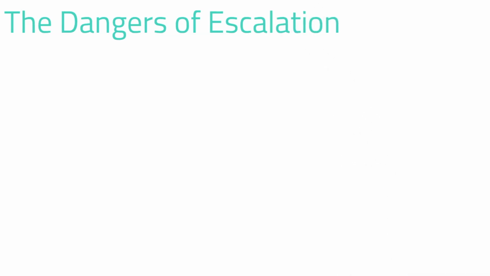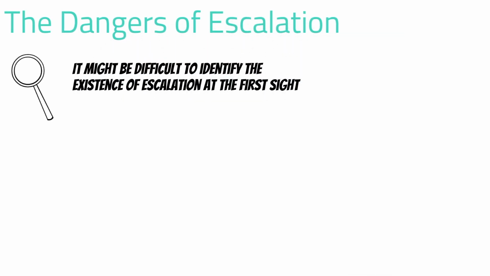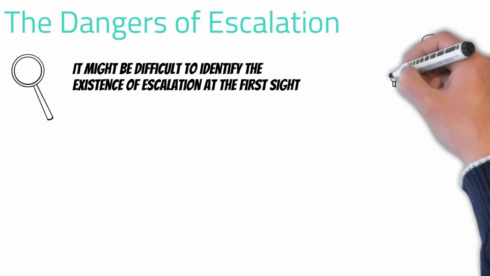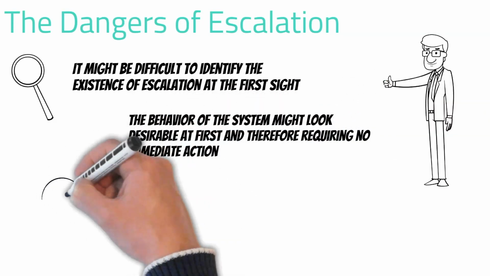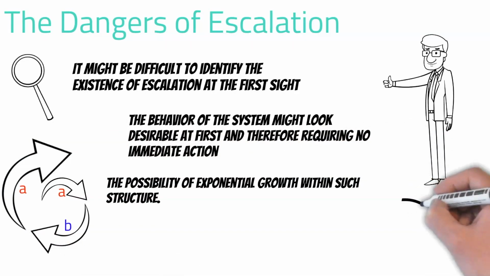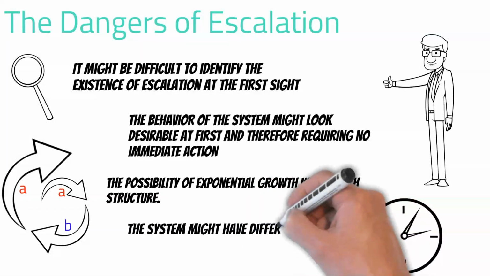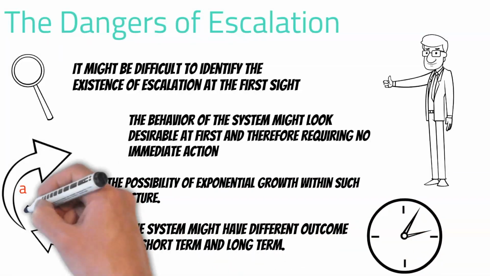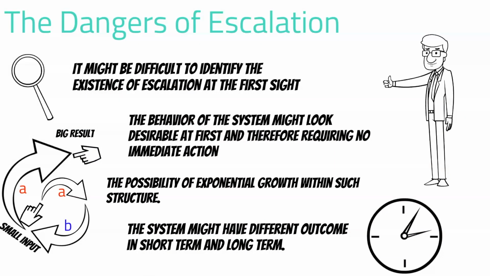The dangers of systems with escalation archetypes are various. First, it might be difficult to identify the existence of the archetype at first sight. Then, the behavior of the system might look desirable at first, therefore requiring no immediate action. Another risk is the potential of exponential growth within such a structure. Finally, the system may have different outcomes in the short term and the long term. Because the escalation archetype behaves like a reinforcing loop, you can make a big change in the system with a little input, or a small action at the beginning can drastically change the end result.